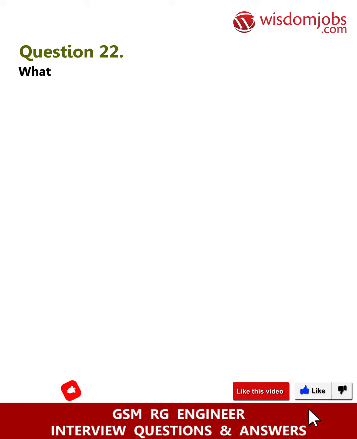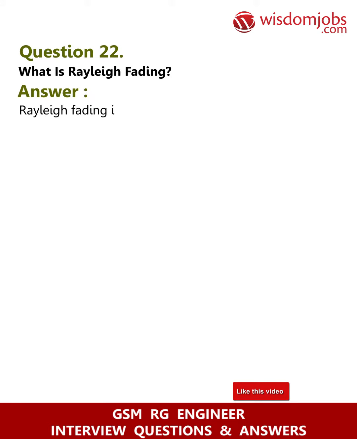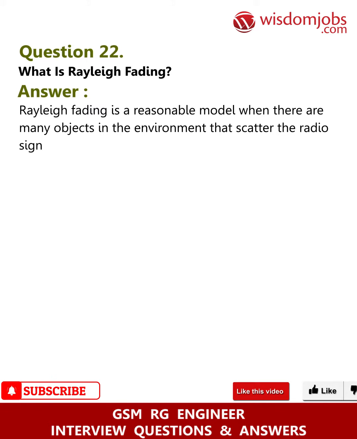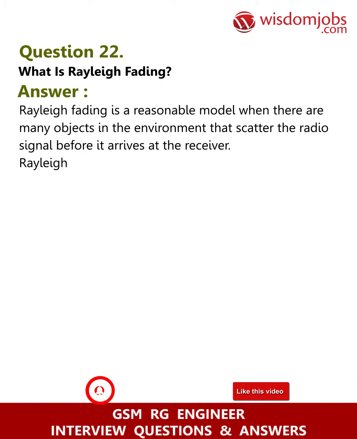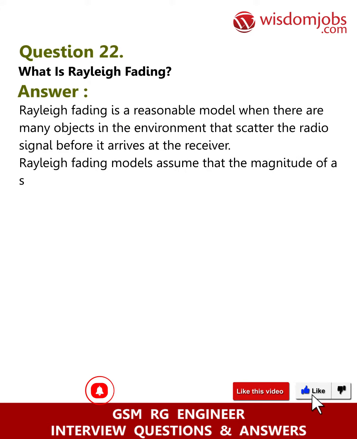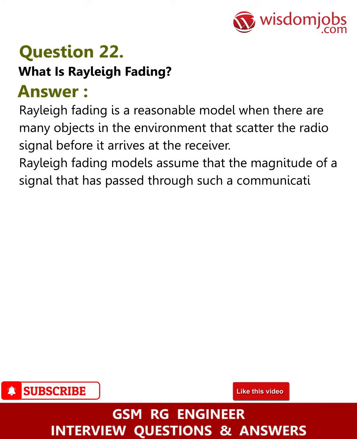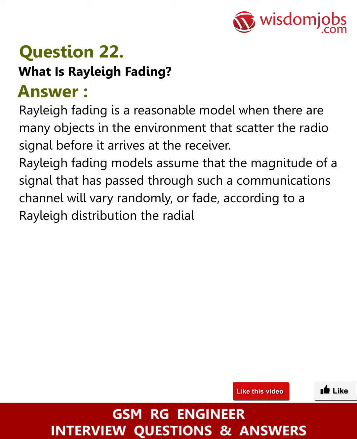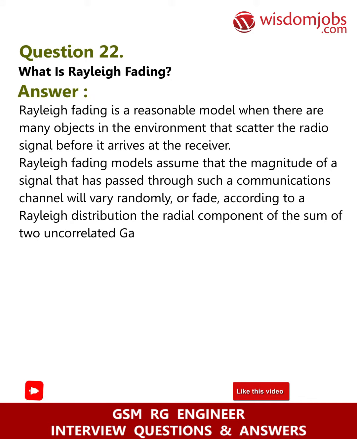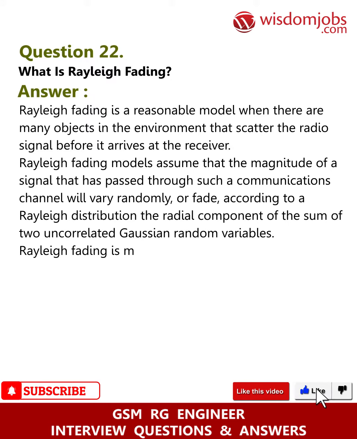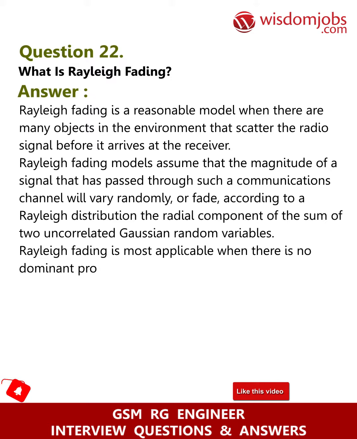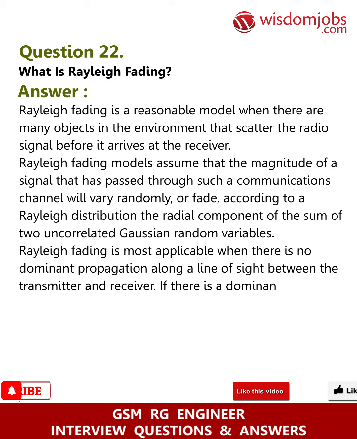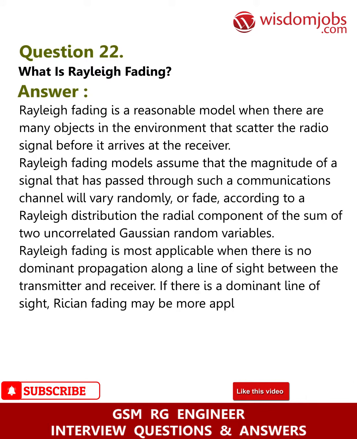Question 22. What is Rayleigh fading? Answer. Rayleigh fading is a reasonable model when there are many objects in the environment that scatter the radio signal before it arrives at the receiver. Rayleigh fading models assume that the magnitude of a signal that has passed through such a communications channel will vary randomly, or fade, according to a Rayleigh distribution, the radial component of the sum of two uncorrelated Gaussian random variables. Rayleigh fading is most applicable when there is no dominant propagation along a line of sight between the transmitter and receiver. If there is a dominant line of sight, Rician fading may be more applicable.